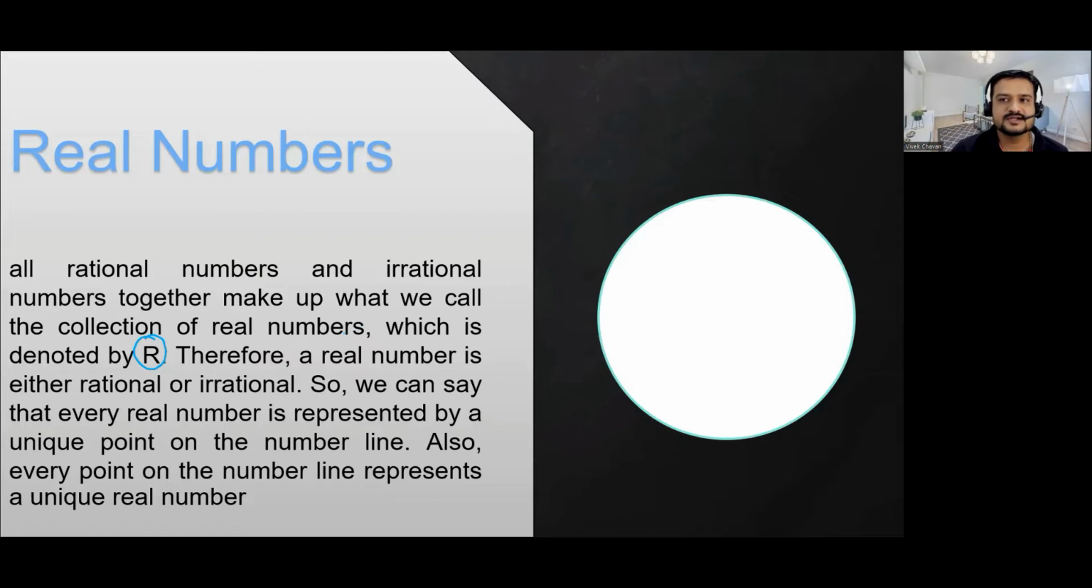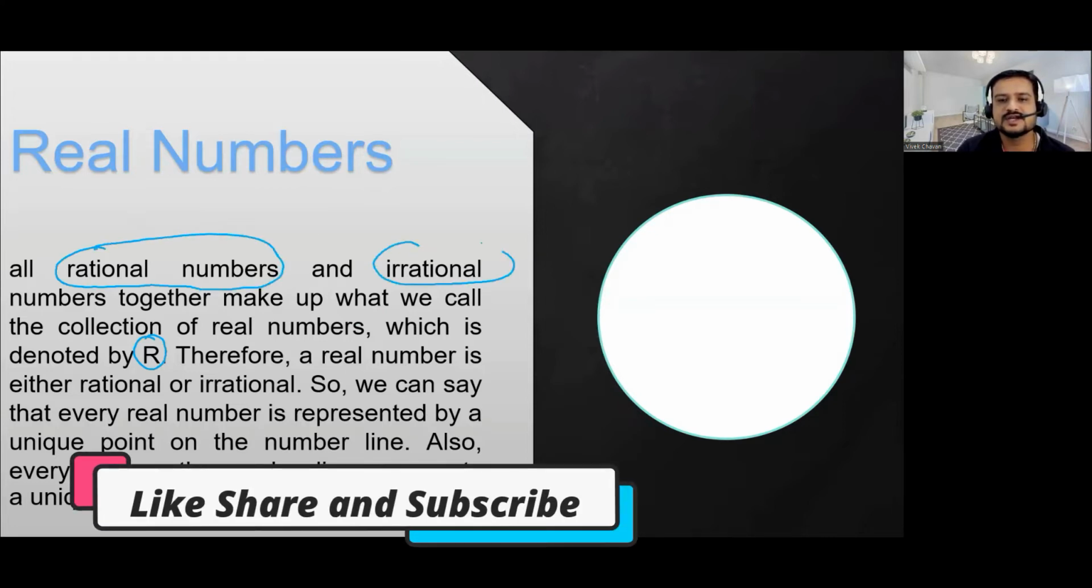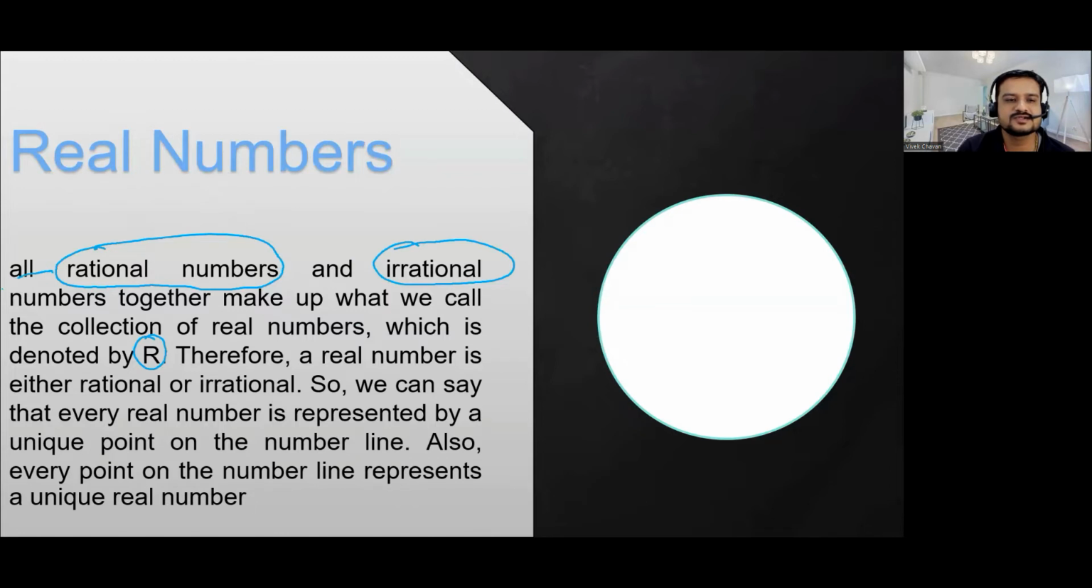So real numbers के अंदर कौन से आते हैं? Real numbers के अंदर आते हैं rational numbers, सारे rational numbers और सारे irrational numbers. They come in the set of real numbers. So if we take any number in the world, that is a real number then. Yes or no? Because in real numbers, all the rational numbers also come and irrational numbers also come.